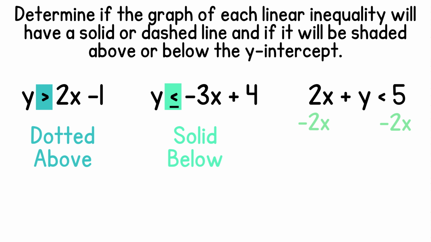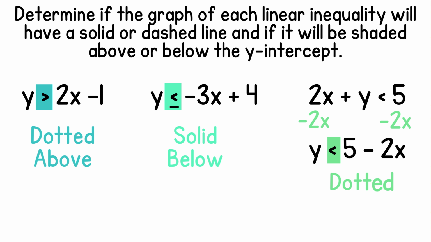On the next example, we need to first put this in slope-intercept form, because multiplying or dividing by a negative might change our symbol, so we just have to make sure it's in slope-intercept form before we analyze the symbol. So we'll start by subtracting 2x on each side. This gives us y is less than 5 minus 2x. Now we can look at the symbol. So if it's less than, our line will be dotted and will shade below the y-intercept.